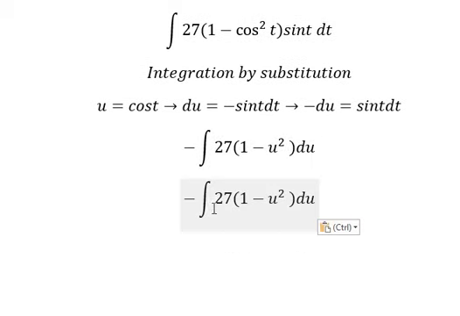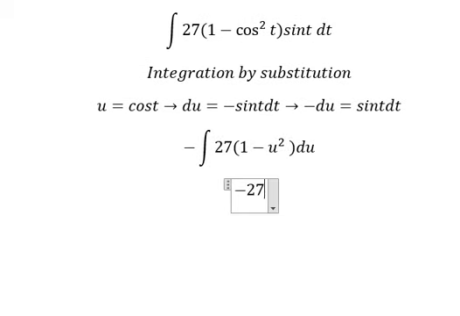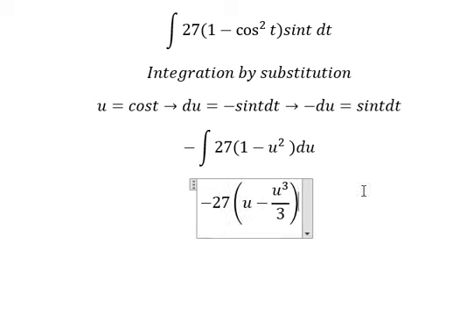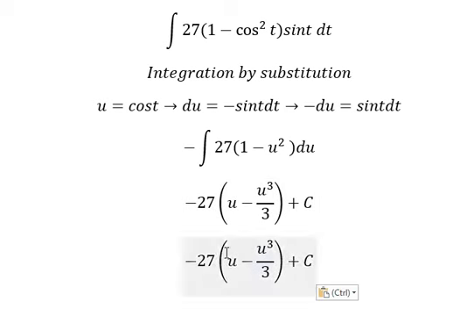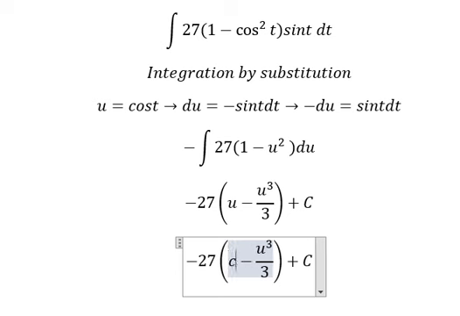And now we have the final answer. The integration of the constant, you get the variable, that's u. The integration of u square in here, we have u to the power of 3 over 3. And we put c. About u, that's cosine t.